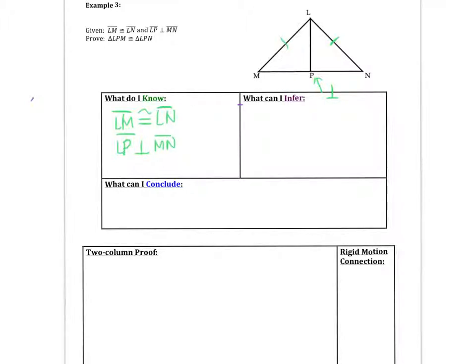So I know that LP is perpendicular to MN, and what I know about perpendicular lines is they form two right angles. So, let's see, I'm going to say the angle LPM and angle LPN are right angles. And I know that because of the definition of perpendicular.